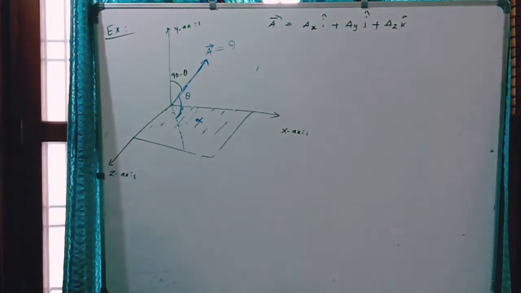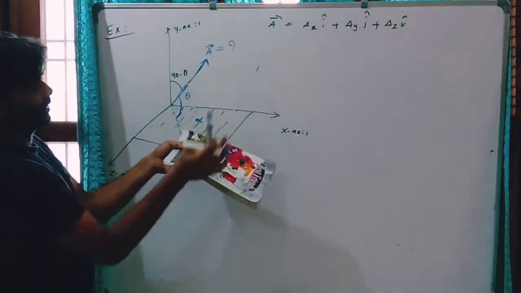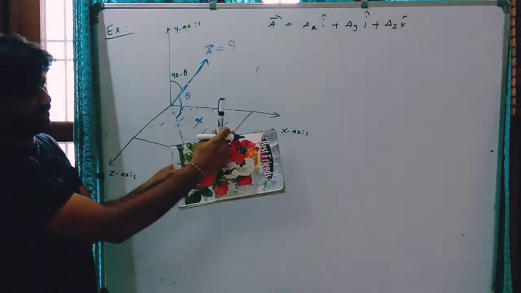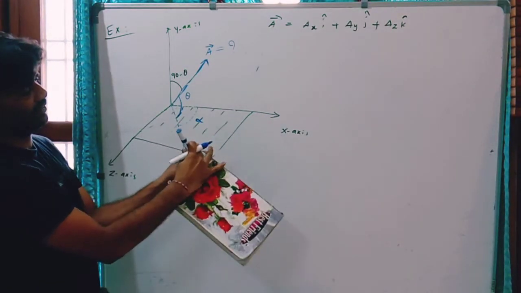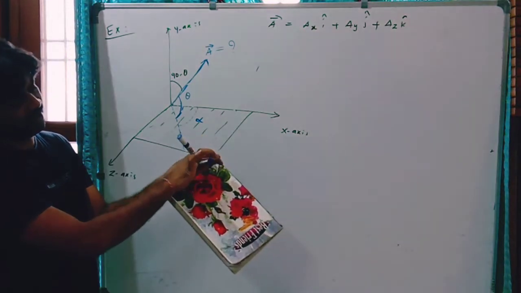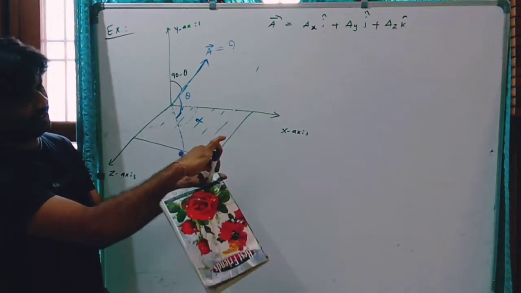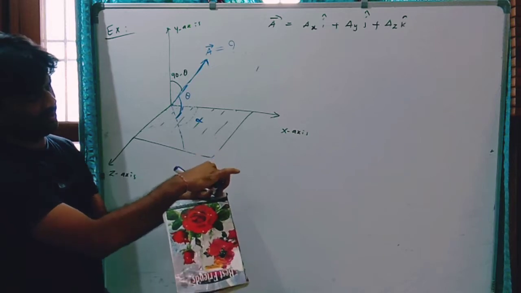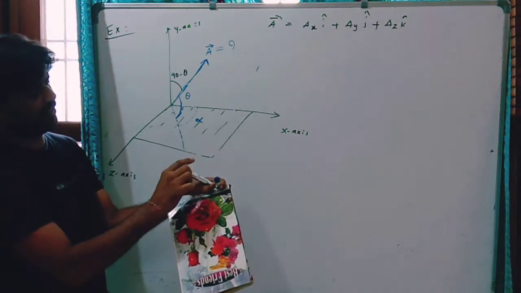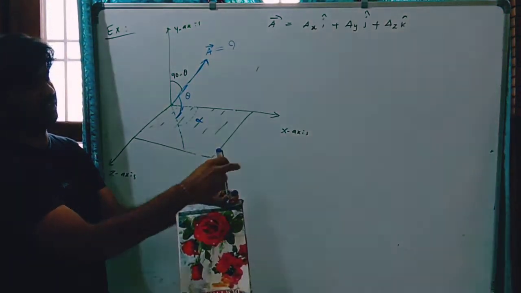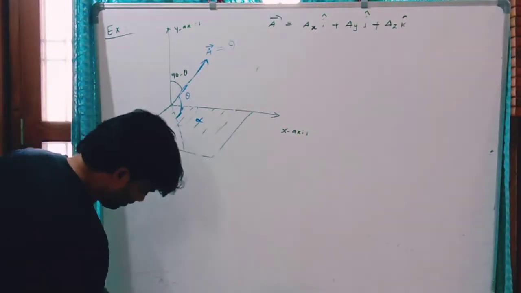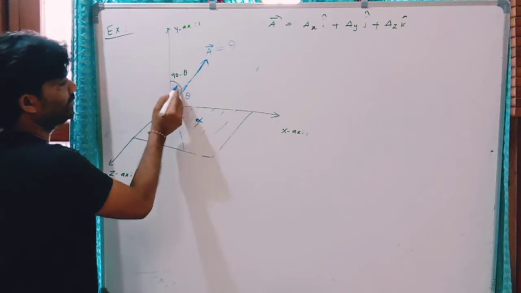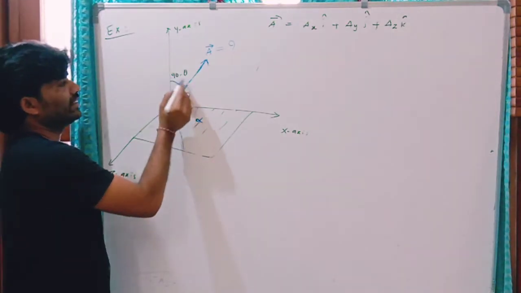Again I will show you. This is our x axis, z axis, y axis. This is the y axis. Now this is our vector, and this angle is what? This angle is theta. This angle is 90 minus theta. The angle between these two markers is 90 minus theta. Clear? I hope this is clear. This is 90 minus theta.